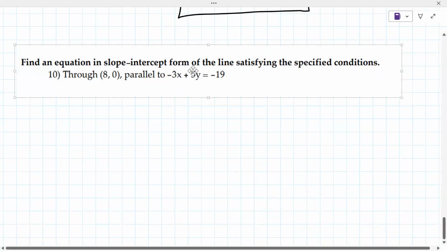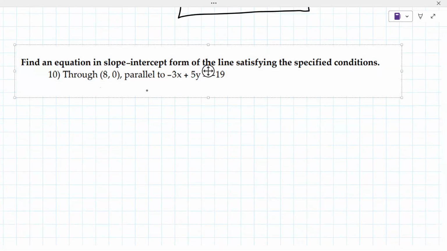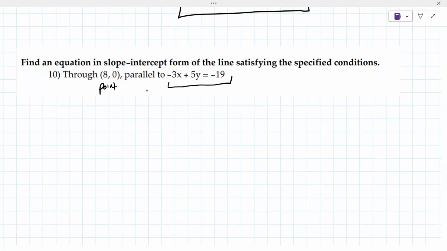All right. Find an equation in slope-intercept form of the line satisfying the specified conditions. Okay, so it goes through this point right there, but it's parallel to this line. So we need to extract the slope. The only way to do that is to solve for y.